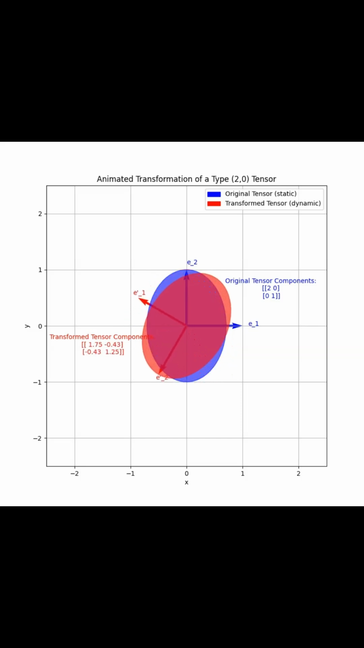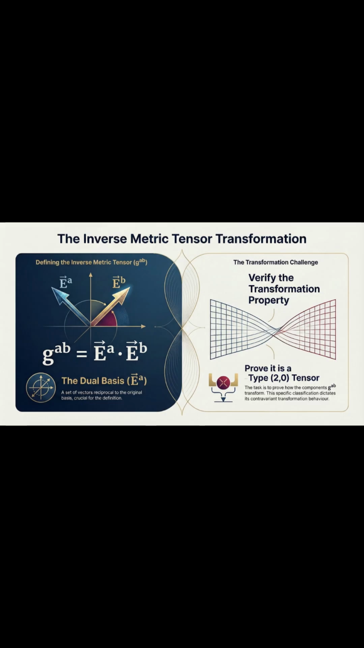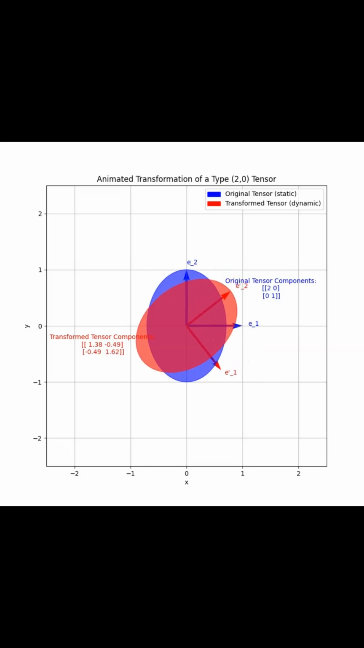First, the whole concept of invariance is central. A tensor is the actual physical object. It exists all on its own, completely independent of whatever coordinate system you choose to describe it with. The physics doesn't just change because you switch your frame of reference.